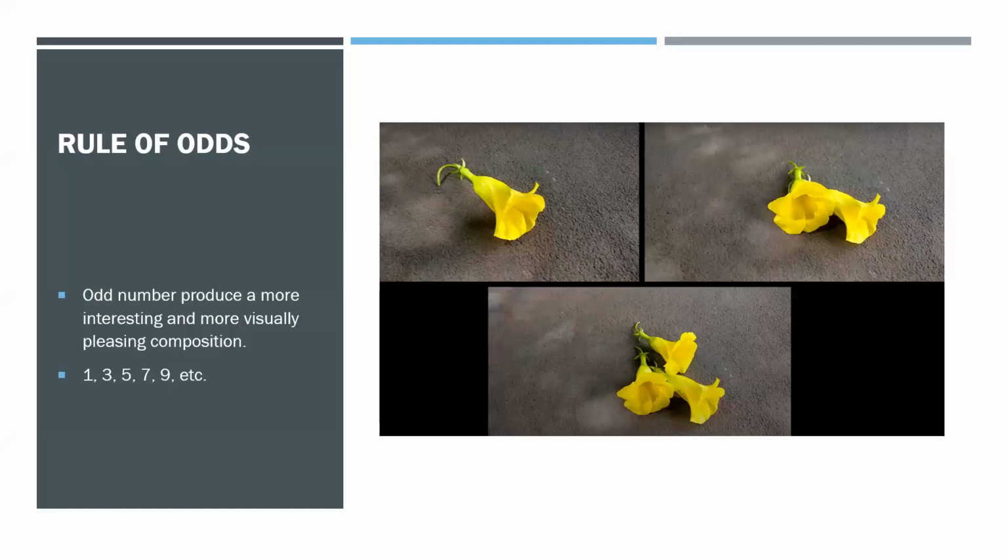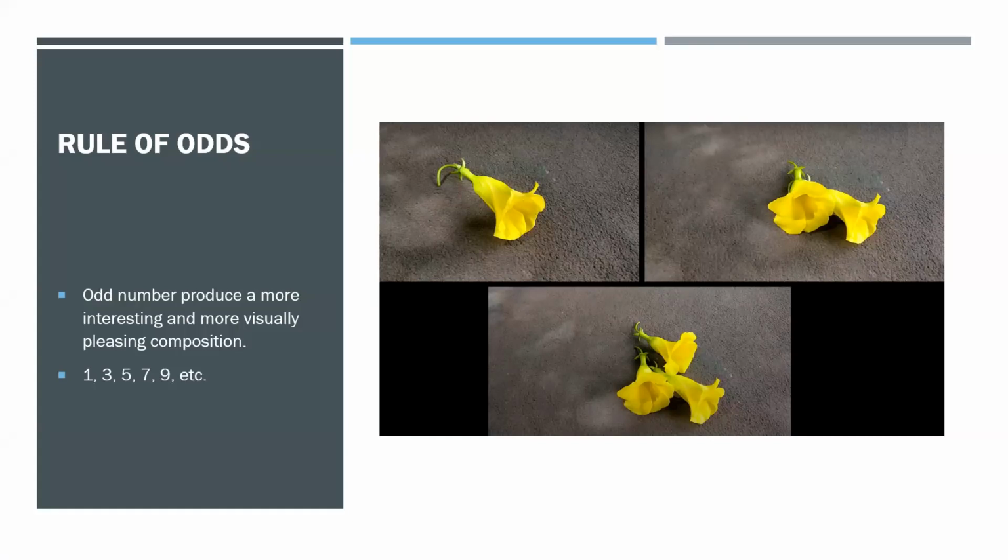Next is what we call the rule of odds. So we always talk about the rule of odds, especially more for objects than for humans. For example, like a flower, you can talk about 1, 3, 5, 7, 9. If you look at these 3 pictures, when you see the 2 flowers, somehow it just looks a little bit odd. You just don't know how to say it, but it just feels odd.